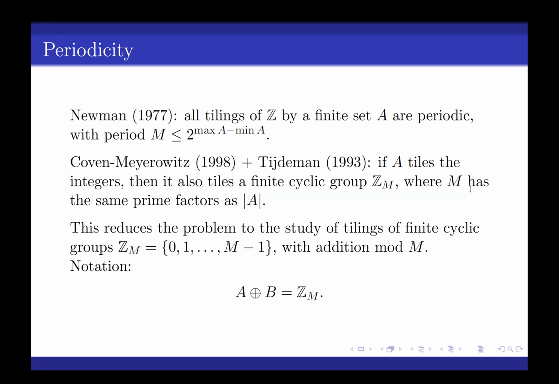Okay, so after we have that theorem, we reduce the problem of tiling the integers to the problem of tiling cyclic groups Z_M with addition mod M. Instead of thinking about a tile and a translation set, now we have a tiling pair A and B which tiles Z_M, and we can choose which one would be the tile and which one would be the translation set.